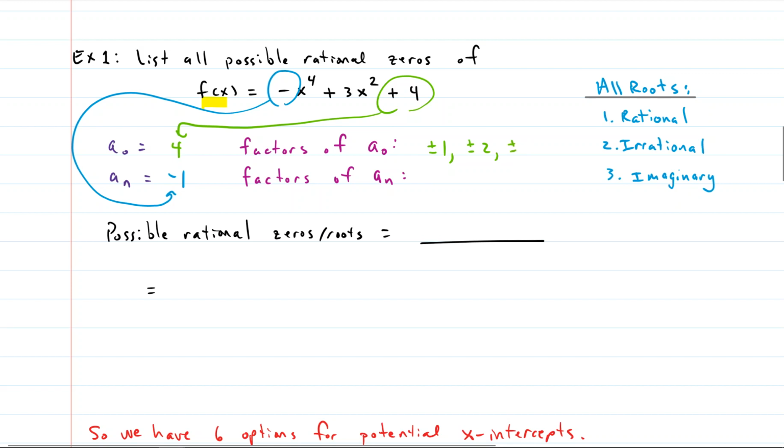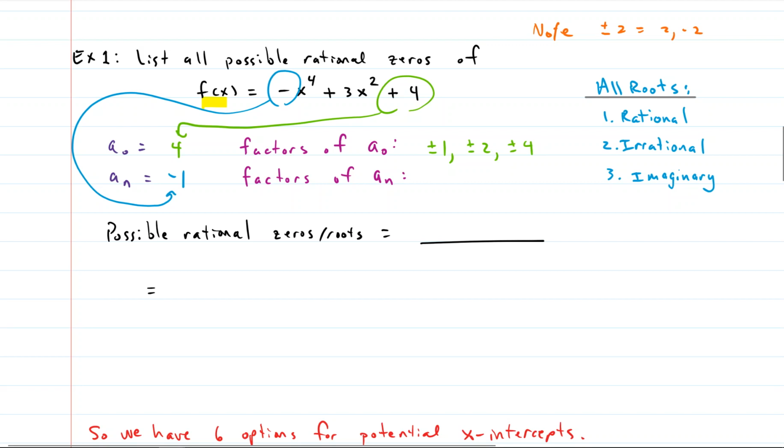If you're wondering about those options, if you take plus 4 and plus 1, you get 4. If you take minus 1, minus 4, you get positive 4. And if you take negative 2 and negative 2, you get positive 4, and positive 2 and positive 2 give you negative 4. So all of those different combinations multiplied together gives us these 6 that we have here. And just as a note, plus or minus 2 is the same thing as plus 2 and minus 2.